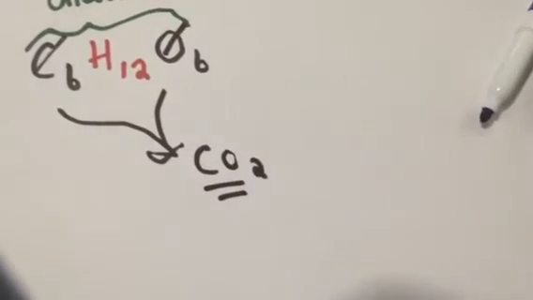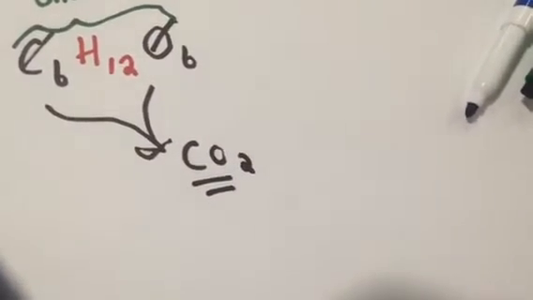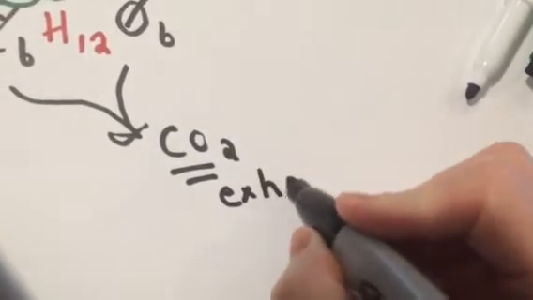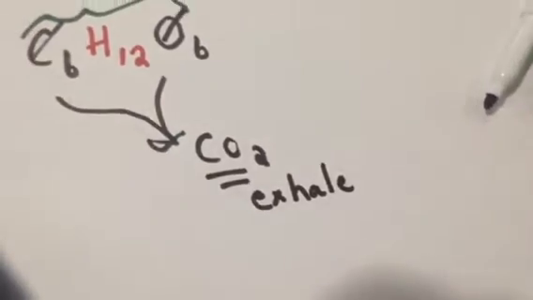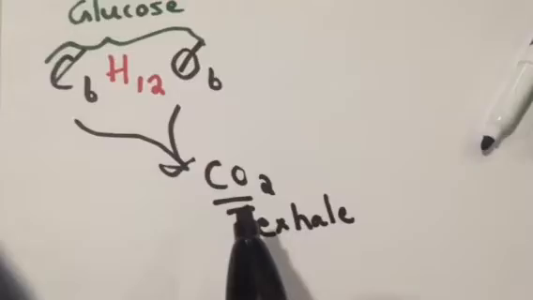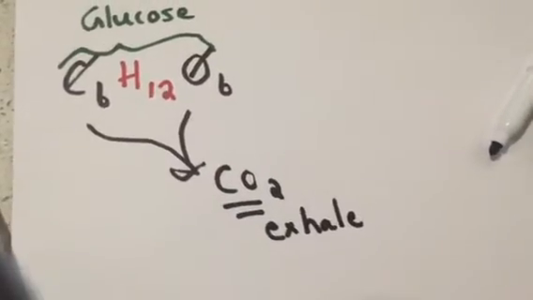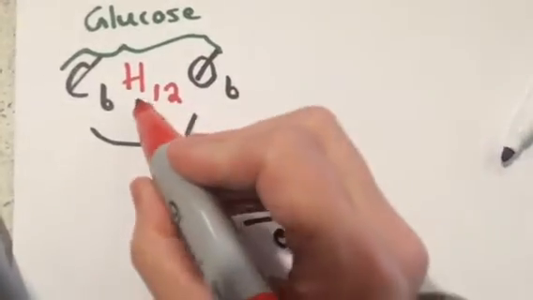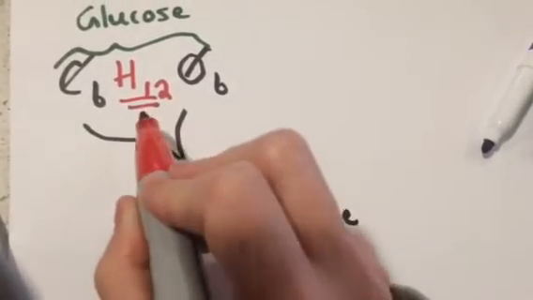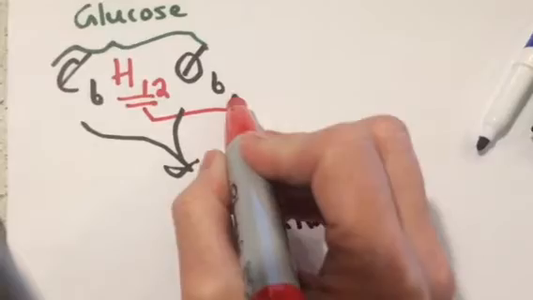And what do we do with carbon dioxide? Yeah, that's just a waste product. We're just going to exhale that, right? We're going to get rid of that. So we're going to remove carbon from the glucose and convert it into carbon dioxide. So the only thing that's left then to actually extract energy from is the hydrogen. So we're going to remove hydrogen from glucose.